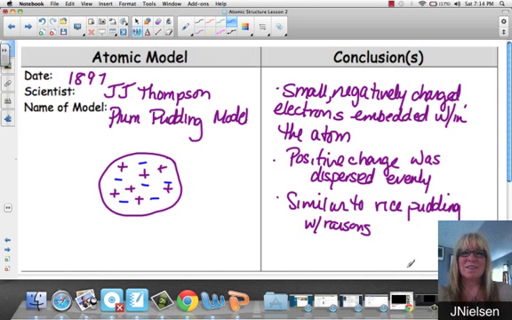Let's see a quick video clip of the cathode ray tube, and this is what led to J.J. Thompson discovering the electron.